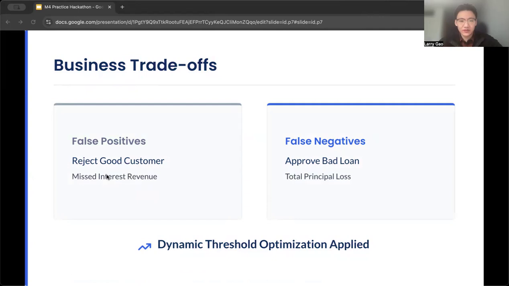Looking at the confusion matrix and the precision-recall curve, we analyze the critical model trade-off. In a loan approval setting, a false positive means rejecting a good customer, which costs the business potential interest revenue. A false negative means approving a loan that defaults, which costs the business the entire principal amount, a vastly higher financial risk.